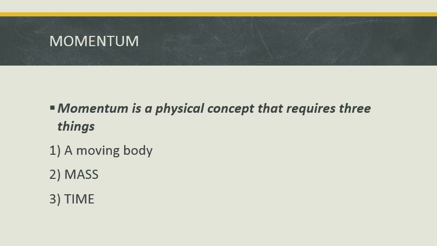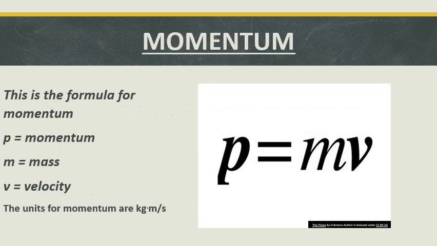And momentum requires three things. First, you have to have a moving body. It has to have mass, and you have to have time. If we take a look at the momentum formula, you'll see we have P, which stands for momentum, m for mass, and v for velocity. And then the units are simply kilogram meters per second.